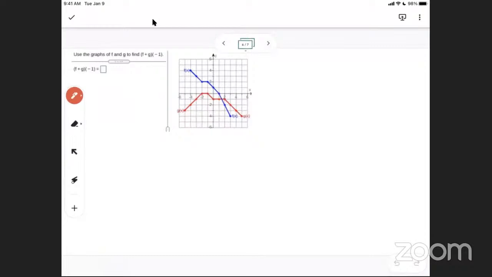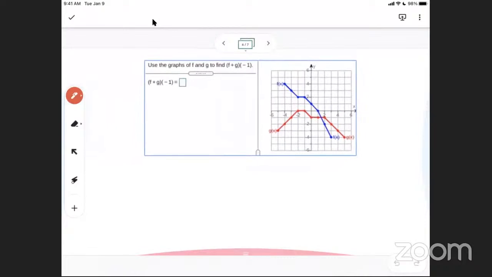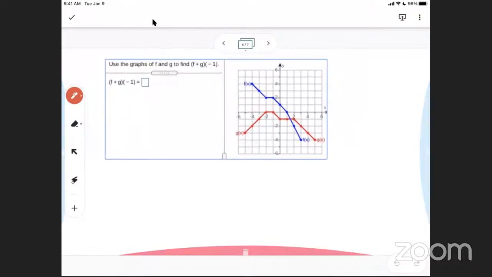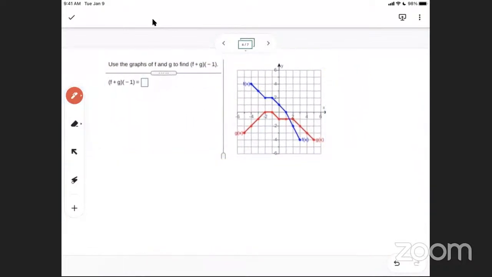Moving right along. Have they not taught you functional composition yet? What is that? Okay, that's your next thing. So that's what we're going to be working on next week. That's okay. We'll just get this stuff down for now.